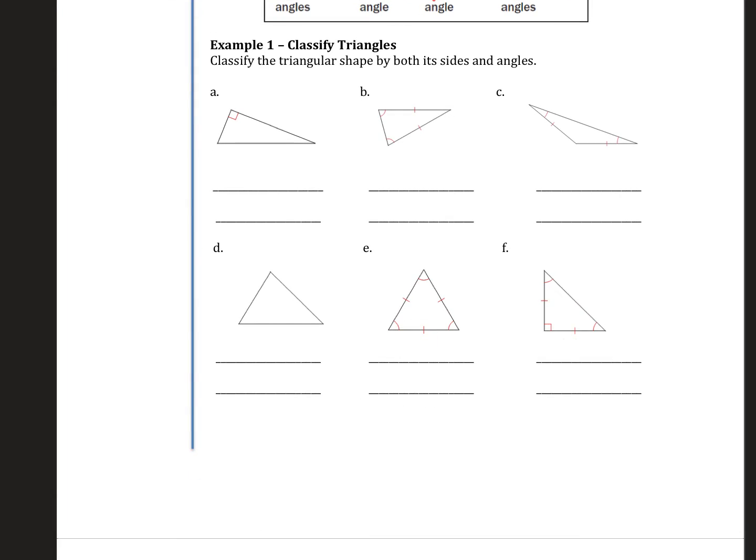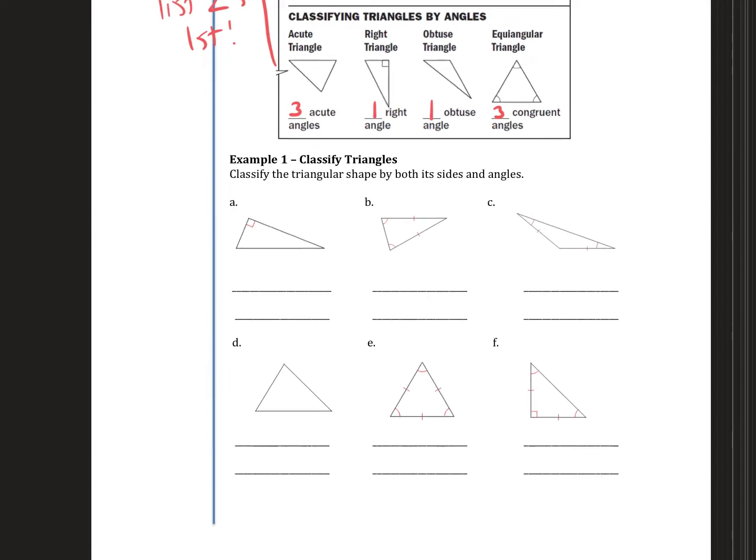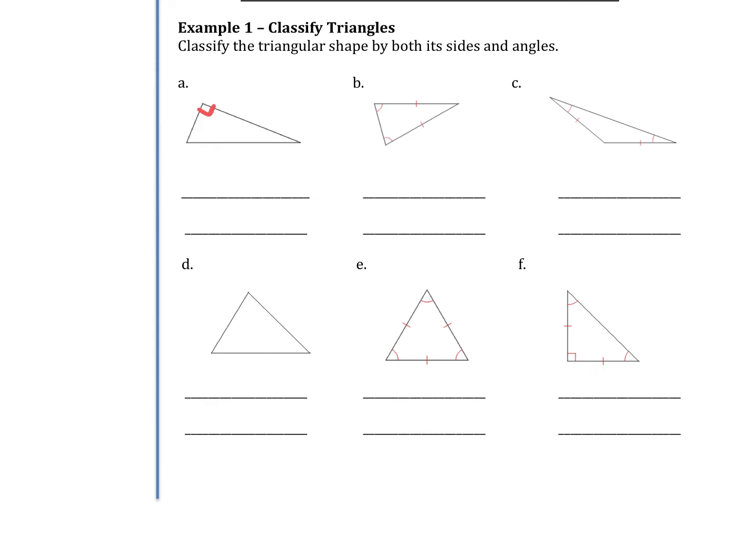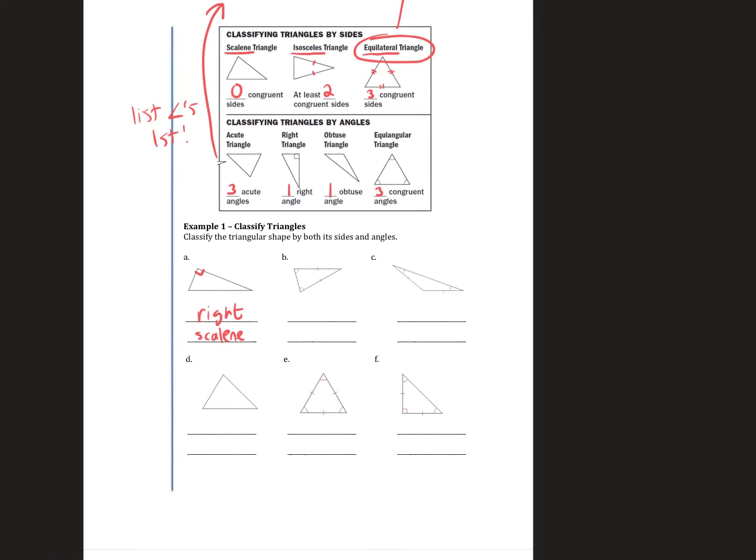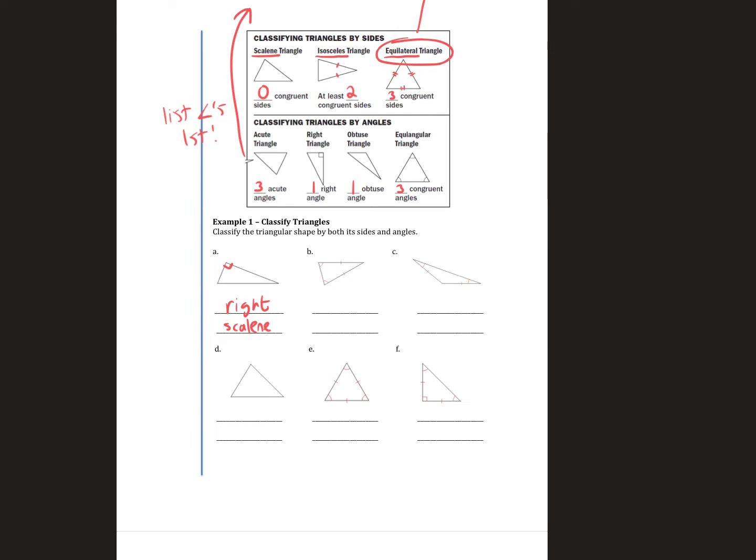Let's do example 1. We're classifying the triangle by both its sides and angles. All right, so let's do A. Well, first we're doing angles here. What kind of angles do you see? Well, I see this little red box here. It means that it's going to be a right triangle. So this is going to be a right triangle. All right. And what are the sides? Are any sides congruent or no? They are not. So this is going to be a right scalene triangle. Okay? Because it has no congruent sides. I'm going to zoom out here. Why don't you guys go ahead and see if you can do the rest of these. Give them a try.